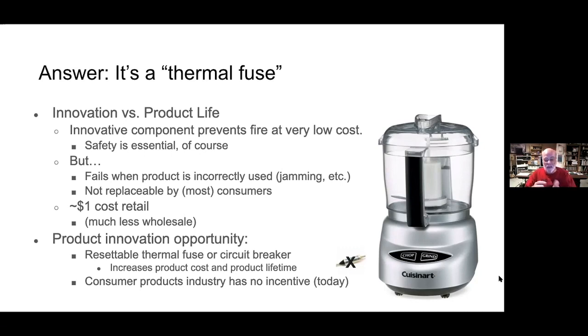Let's take a real life example. Here is a common mini food processor. And we actually had one that looked just like this, I don't know how many years ago at a fix-it clinic. And we always ask people, tell me about your thing when it was working. What happened when it broke and what have you done since then?